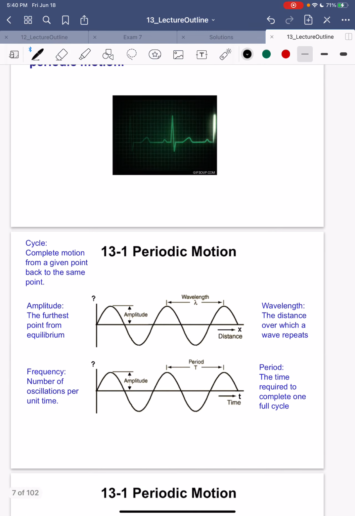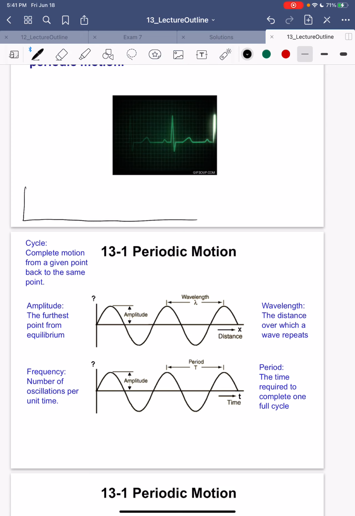There are important parameters that we are going to introduce and talk about. One of them is called the cycle, and the cycle is a complete motion from a given point back to the same point. Here it's very important to understand this, for example, if I am talking about the mass spring system.